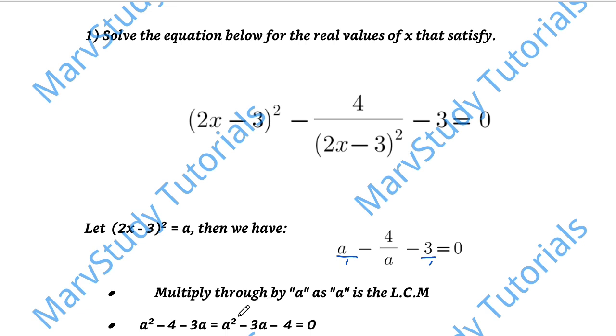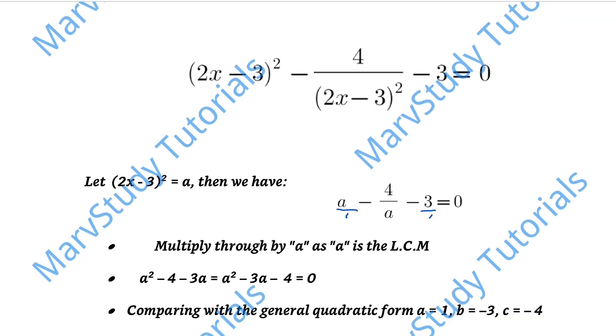So the highest power of the function is 2. So we then compare with the general quadratic form, and then we realize that a is 1, b is -3, and c is -4. Why? Because the coefficient of a² in this equation is 1, the coefficient of a is -3, and the constant term is -4.